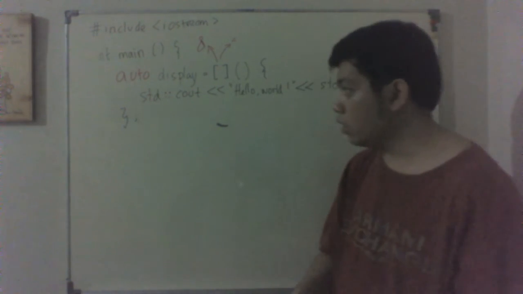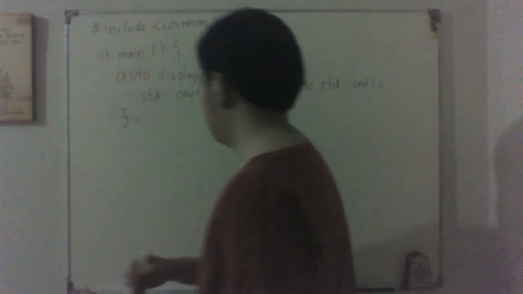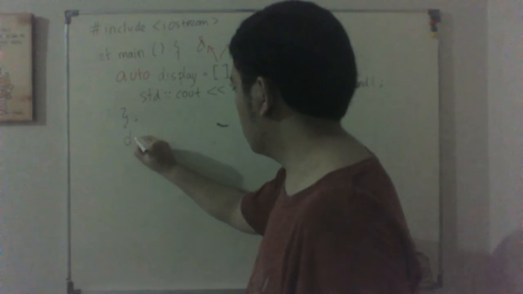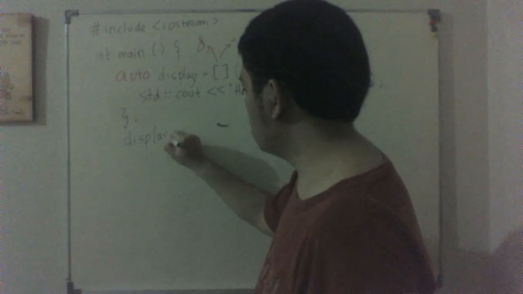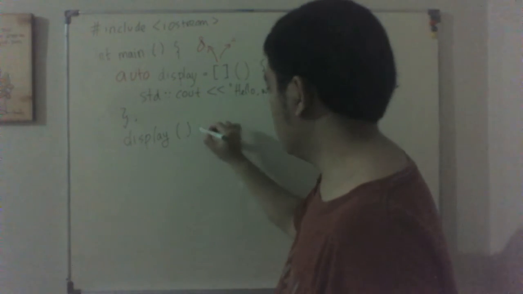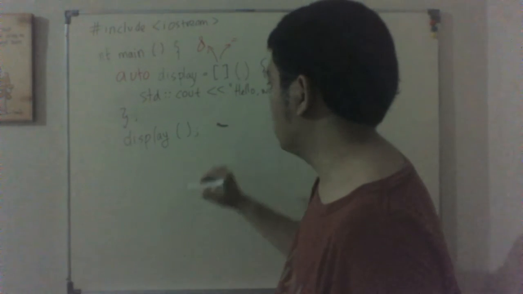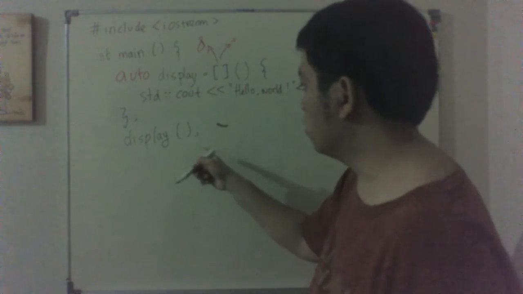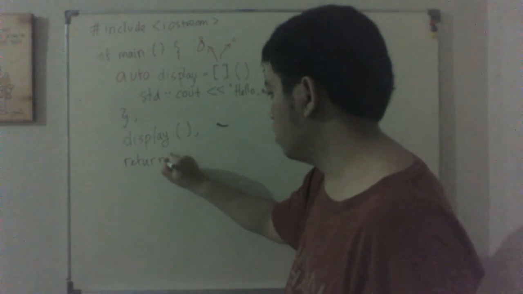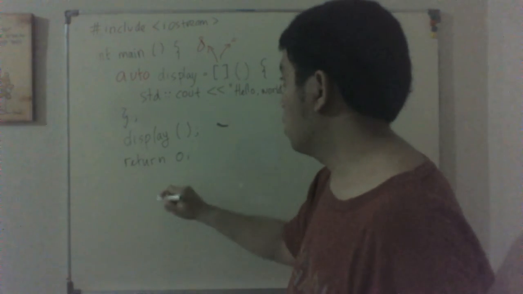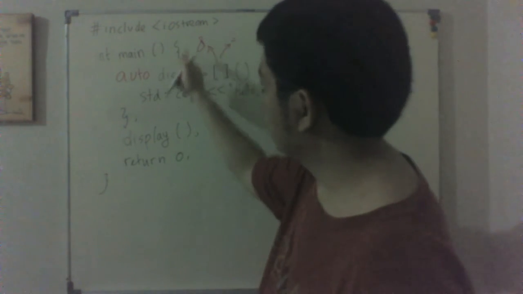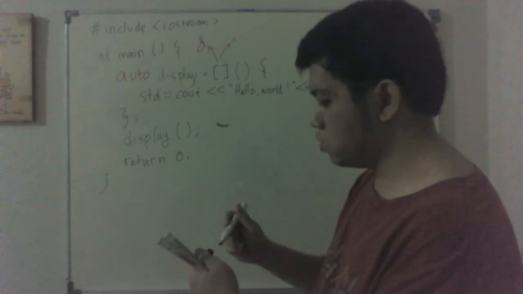So how do we call the lambda? Well, just mention the name of the lambda, the anonymous function, open parenthesis, close parenthesis, and then semicolon. And then after we're done with this, we put return 0, just like in the previous one. And then we close the scope of this main function.